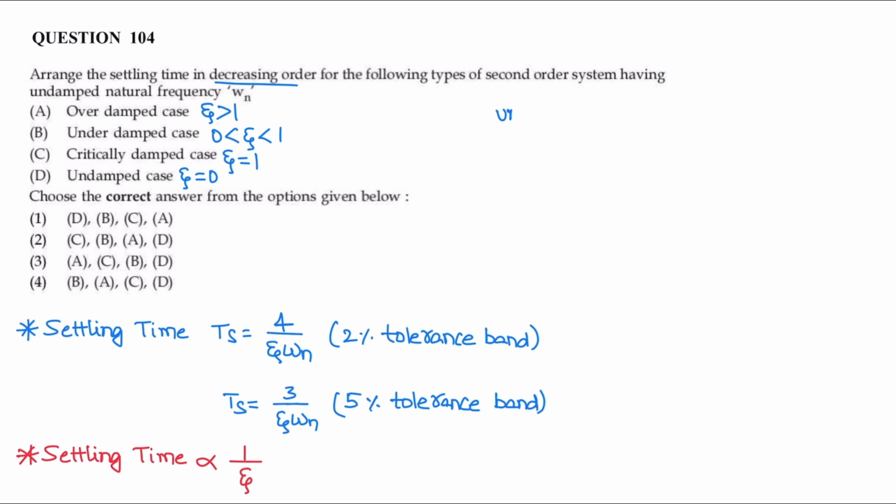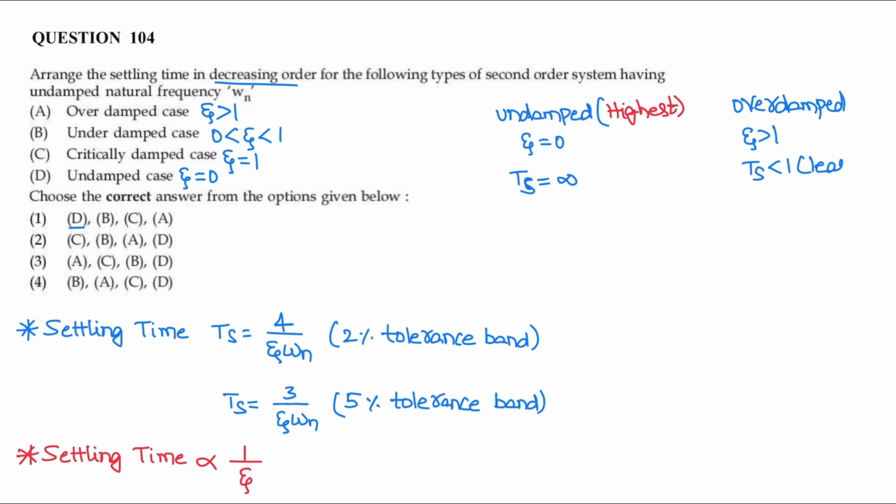Now for the undamped system, zeta is 0. If zeta is 0, the settling time tends to infinity. For the undamped system, settling time is infinity. So settling time is highest for the undamped system, that is D. For the overdamped system, the zeta value is greater than 1, therefore the settling time is least.